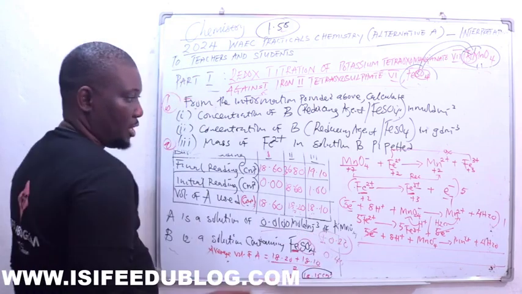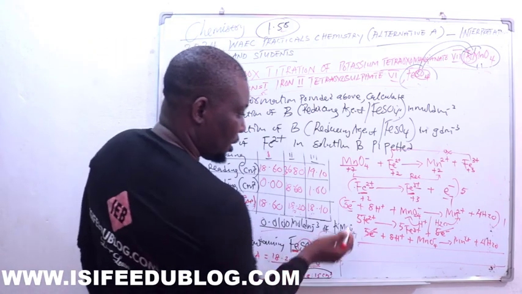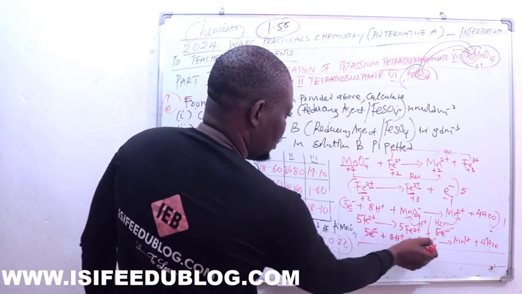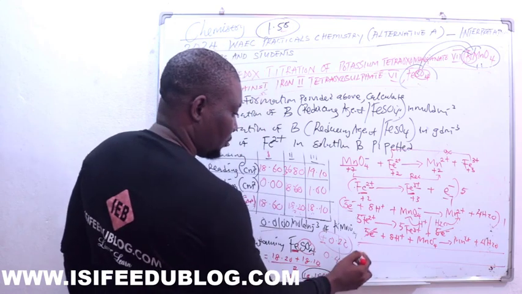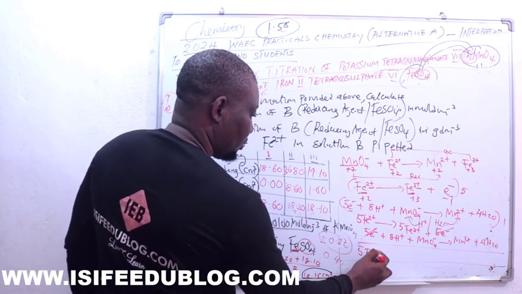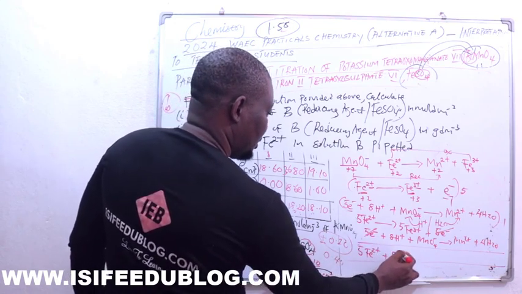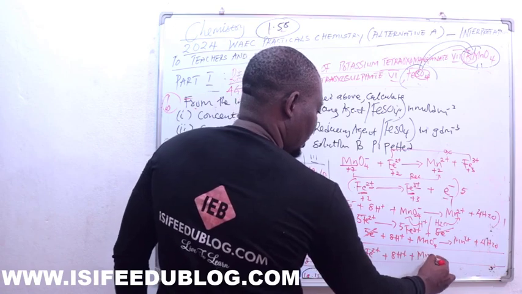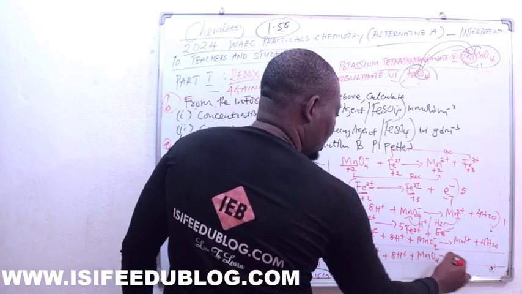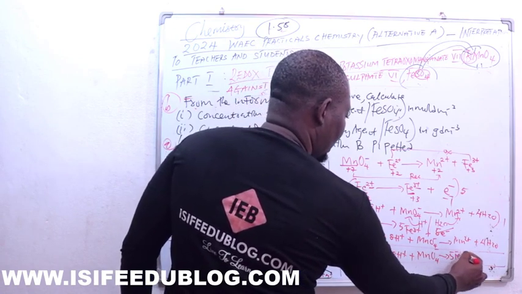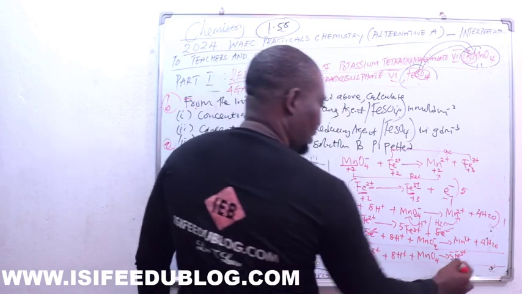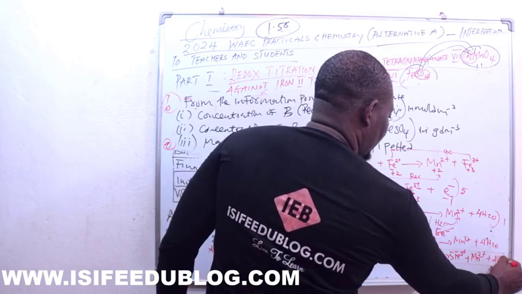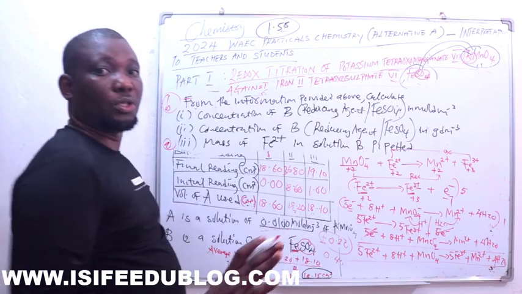So what does the overall reaction look like? I get one from here and join it with the other one. So let me start with this: 5Fe2+ plus 8H+ (from H2SO4 added) plus MnO4 minus gives 5Fe3+ (product) plus Mn2+ plus 4H2O. This is the equation for the reaction.